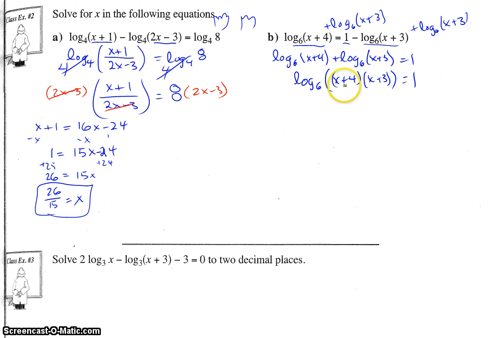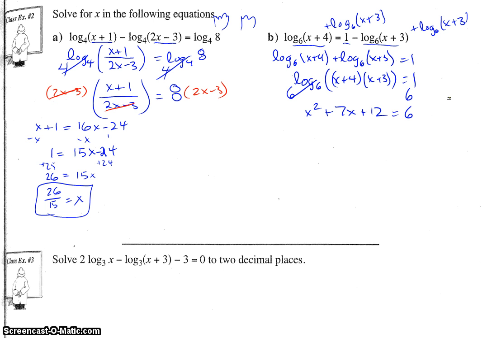Okay, now we can go ahead and expand what's inside, and we might as well get rid of the log at this time too. So we have log base 6 we want to get rid of, so we exponent both sides. That gets rid of that, and we use base 6 because that was the base on the log. So we would have then, expanding the inside, x squared plus 7x plus 12 equals 6.